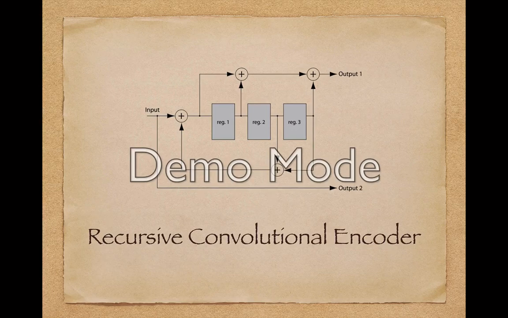And so the convolutional encoder can actually be divided into non-recursive and recursive. And a recursive encoder includes feedback in the system as shown in this slide.